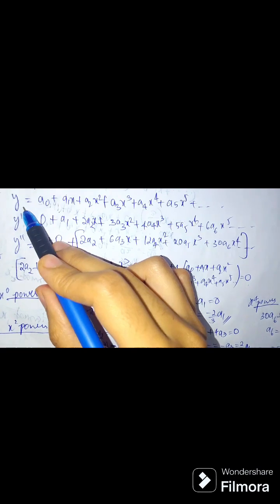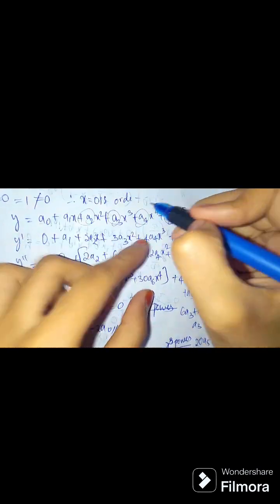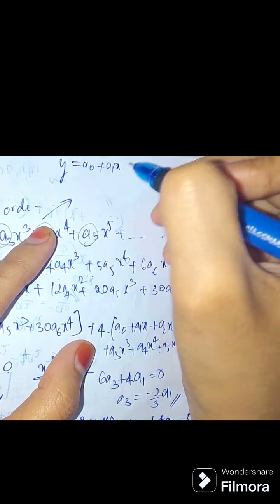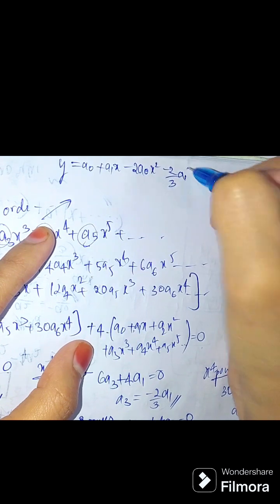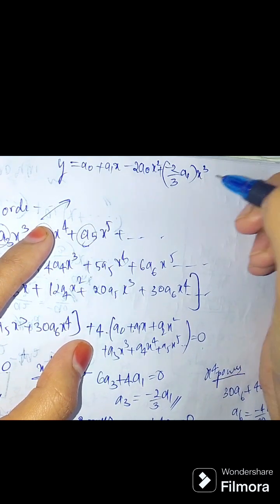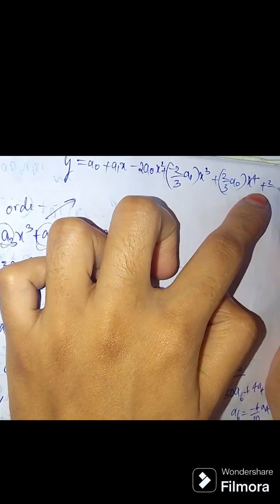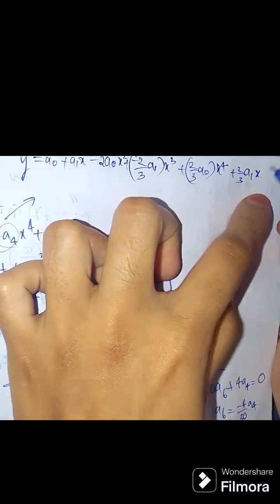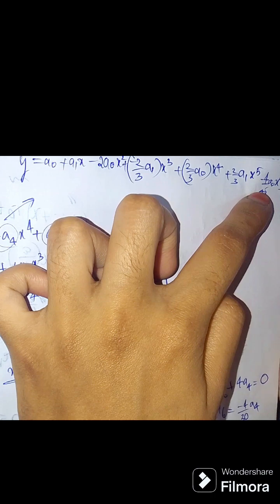Here we'll substitute. Okay, so I'm directly writing here. So to substitute, I'll get y is equal to a0 plus a1x plus minus 2a0 x square minus 2 by 3 a1 x cube plus 2 by 3 a0 x power 4 plus 2 by 3 a1 x power 5 minus 4 by 45 a0 x power 6 like this. Okay, so on. So now I'll find the last step of the sum.